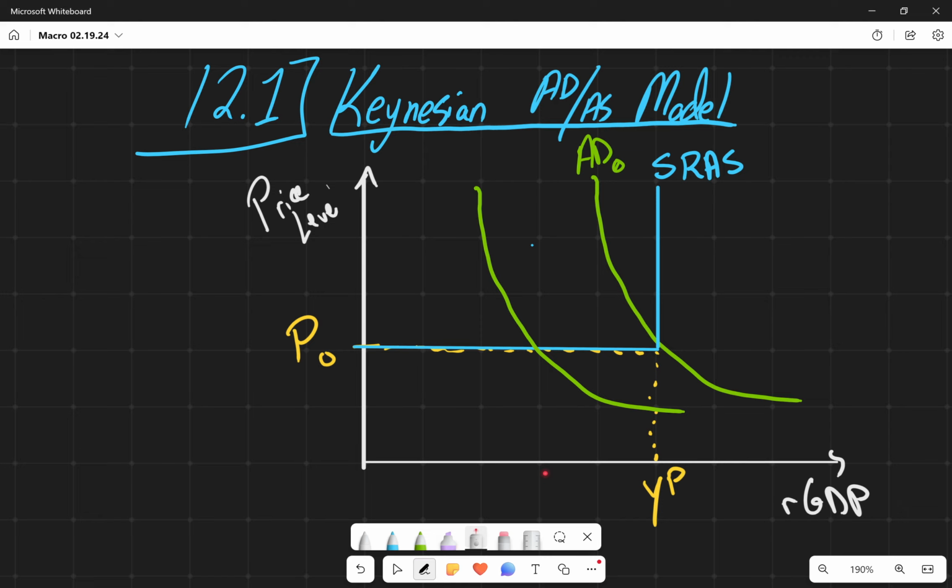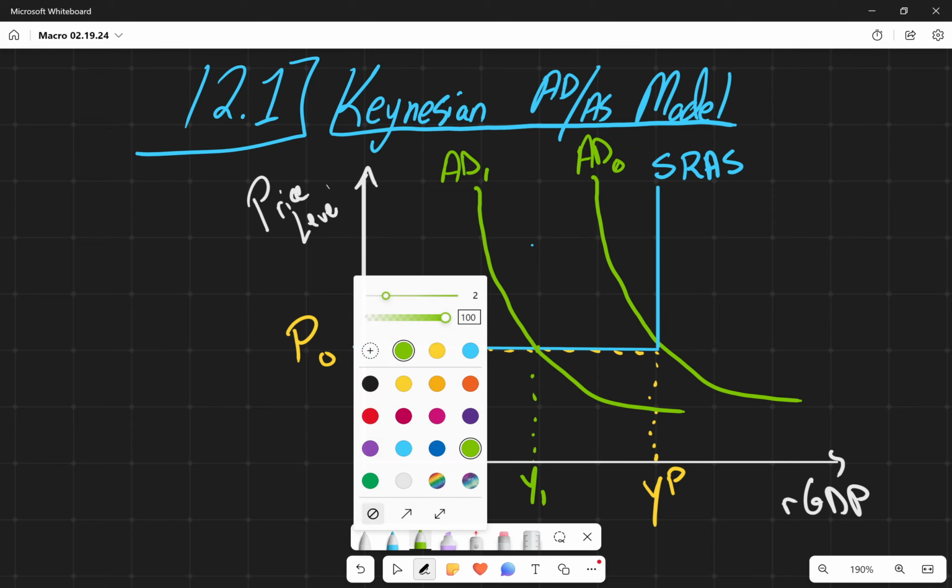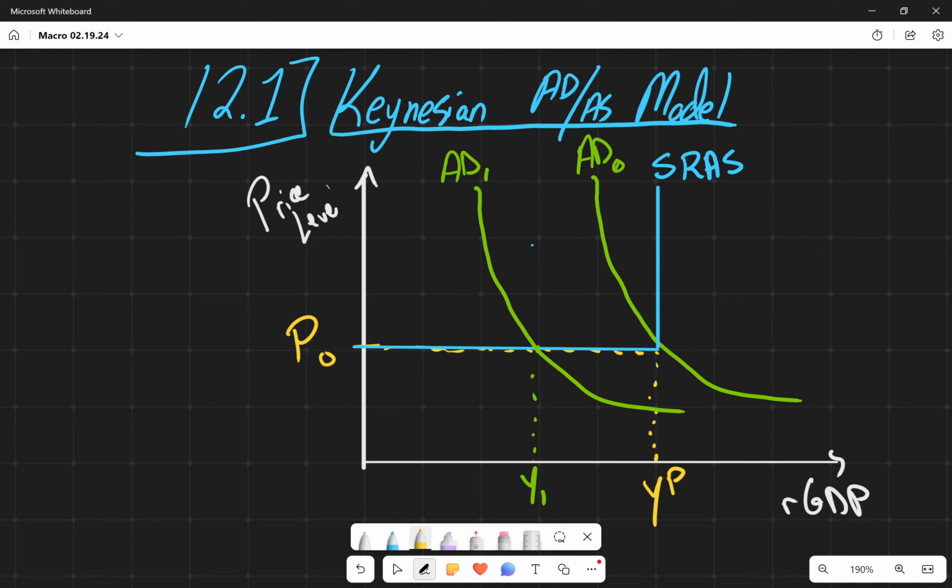So when you're at potential output, any decrease in the aggregate demand only affects the output and not the prices. And any increase in aggregate demand only affects the prices and not the output. So we'll label this AD1. This is Y1 here. And P naught is exactly the same as P1 by definition. Questions on the Keynesian model?